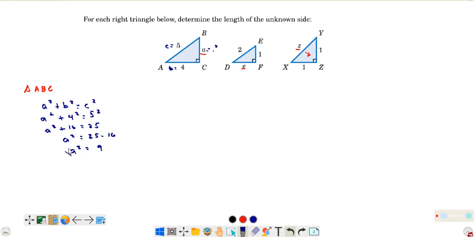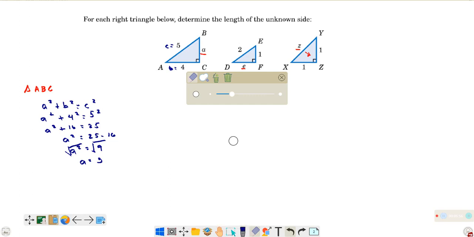To get the value of A, let's extract the root of both sides. The square root of A squared is A, and the square root of 9 is 3. So the value of A is, of course, 3. The missing side is now known, and its value is equal to 3. Okay? Ayan. So the sides are 3 and 4, and the hypotenuse is 5. Let's go to the second triangle.